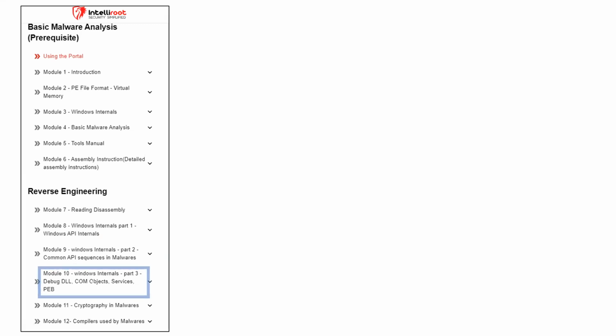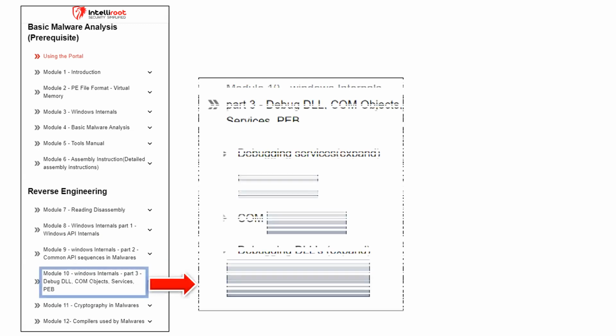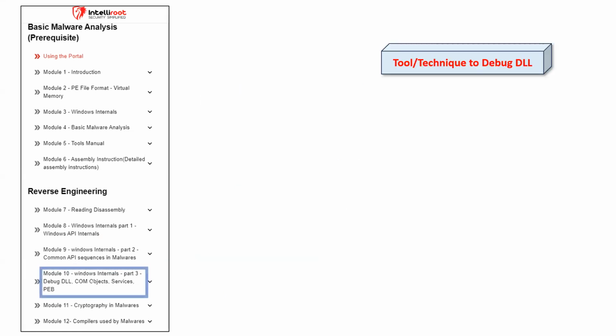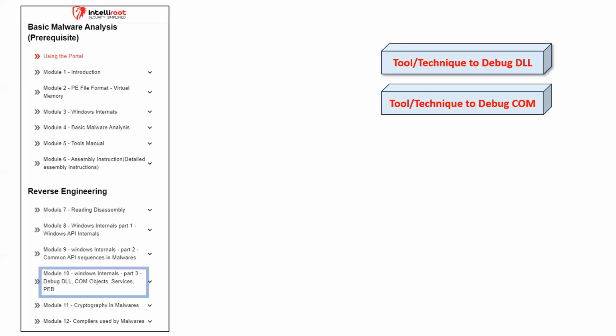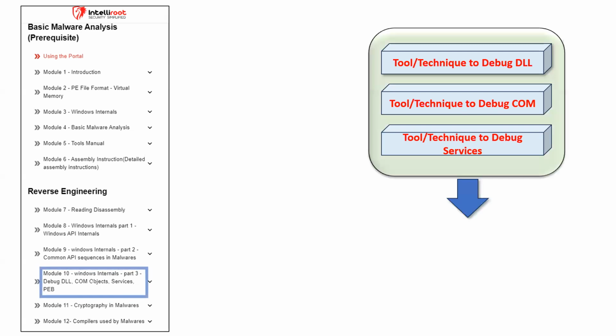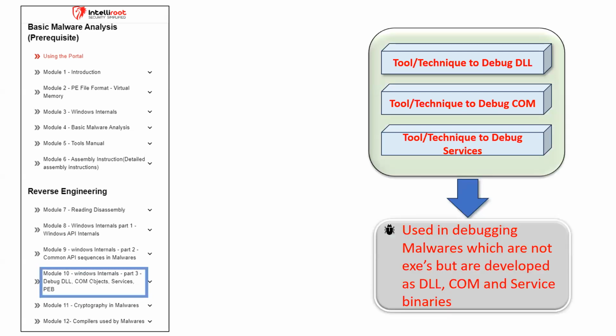Module 10 also talks about Windows internals, but here I talk about reverse engineering binaries which are not EXEs. So here I talk about debugging DLLs, COM, and debugging Windows services, and it can be used for debugging malwares which are non-executables, non-EXEs.